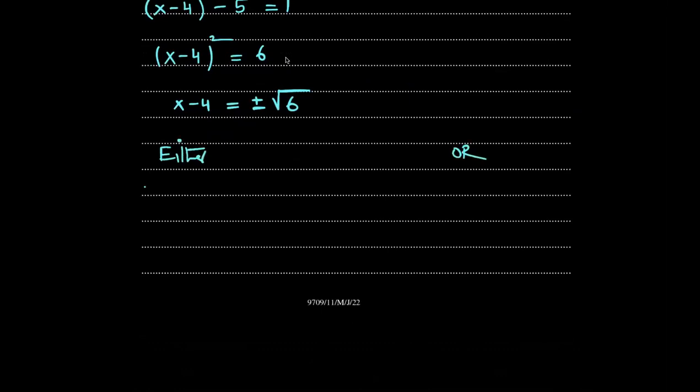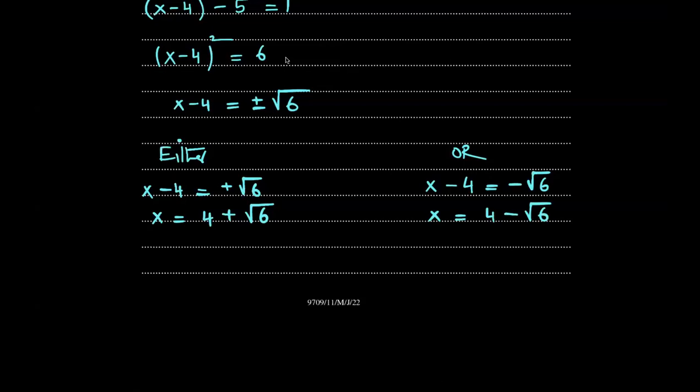When we talk about either, we will take the positive value of the square root. Therefore, x equals 4 plus root 6. And when we talk about or, we will take the negative value of the square root, that is negative root 6. Therefore, x equals 4 minus root 6.